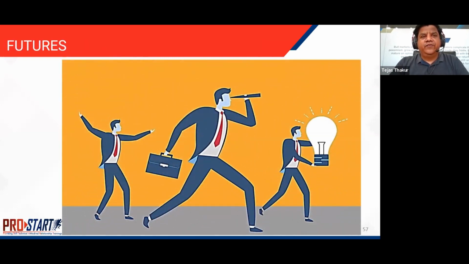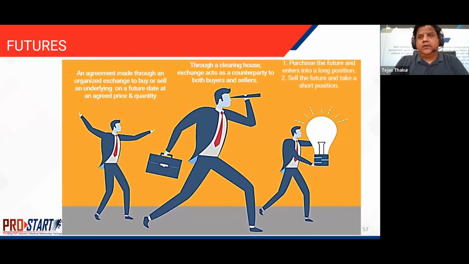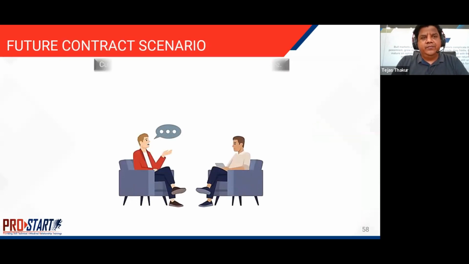So it is like you're looking into the future, predicting things, and so on and so forth. It's an agreement made through an organized exchange to buy or sell an underlying on a future date at an agreed price and quantity. This happens through clearing houses. The exchange acts as a counterparty to both the buyers and the sellers. One who purchases the future enters into the long position, and one who sells the futures takes a short position. So let's understand a scenario here.